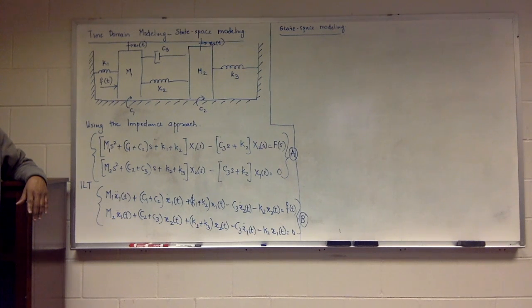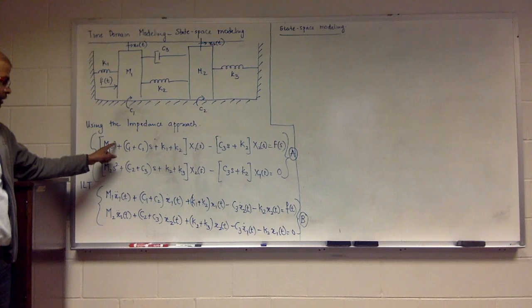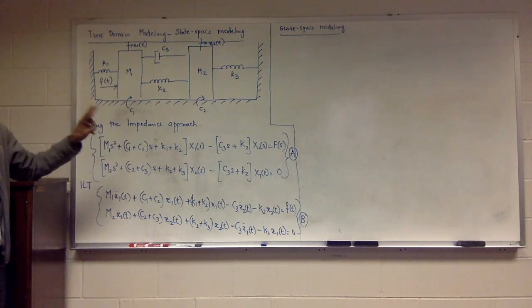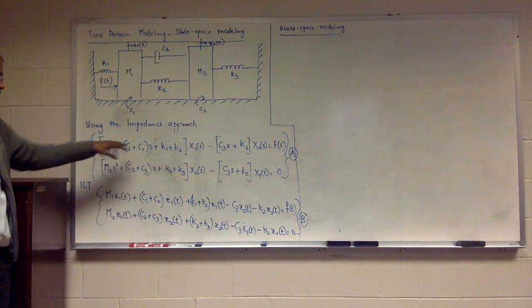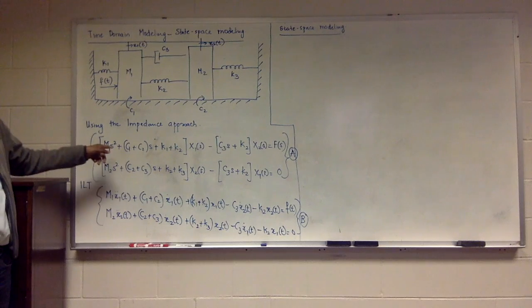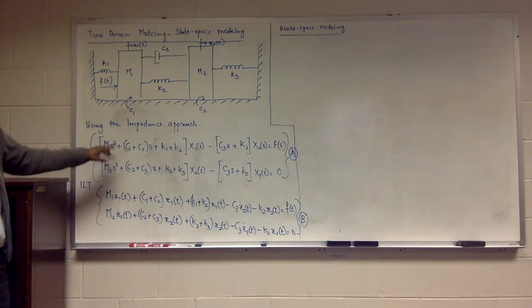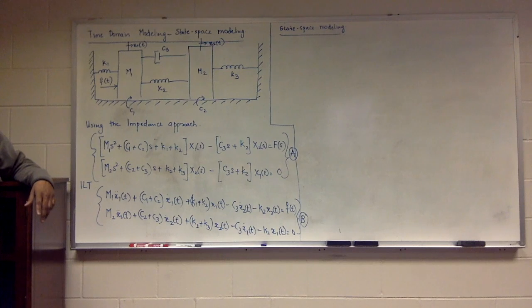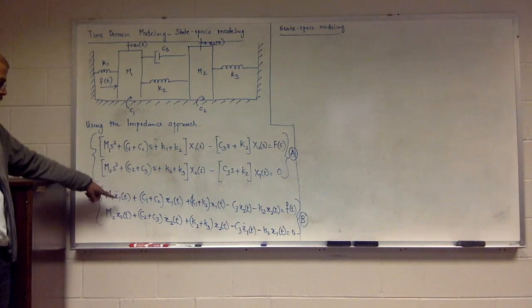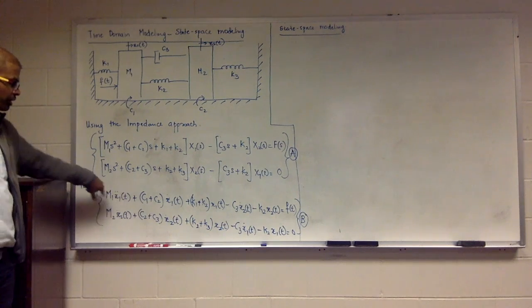Correct? S square, right? That makes it a second order system, just the first equation. It's a second order polynomial. Together they make it a fourth order polynomial. And you can do that here as well. You see what is the order of the system?